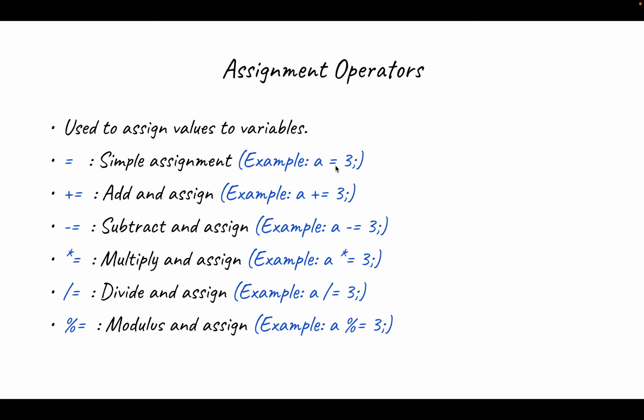Example: 3 is assigned to a, 3 is added to a, 3 is subtracted from a, a is multiplied by 3, a is divided by 3 to get the quotient, a is divided by 3 to get the remainder.